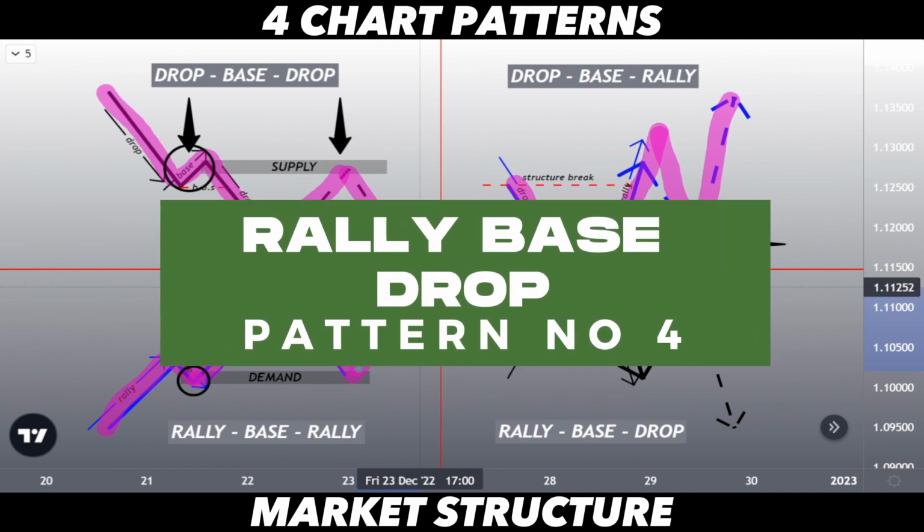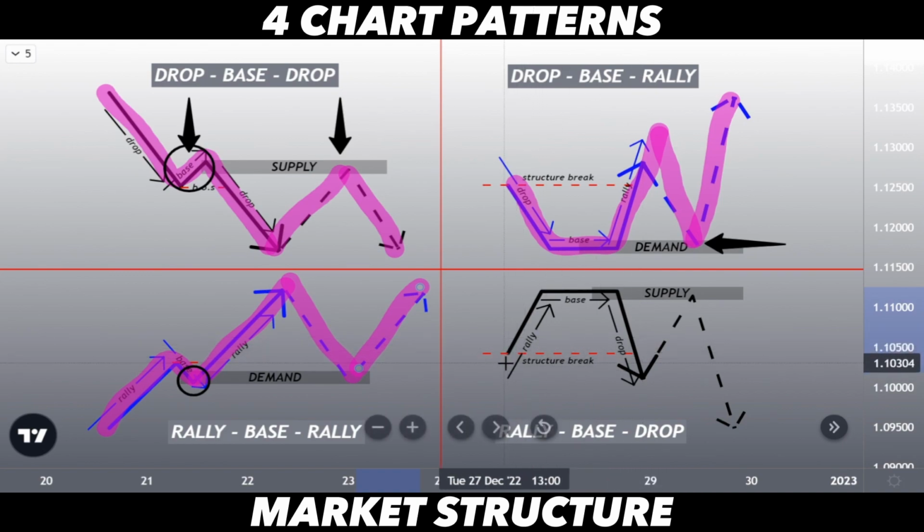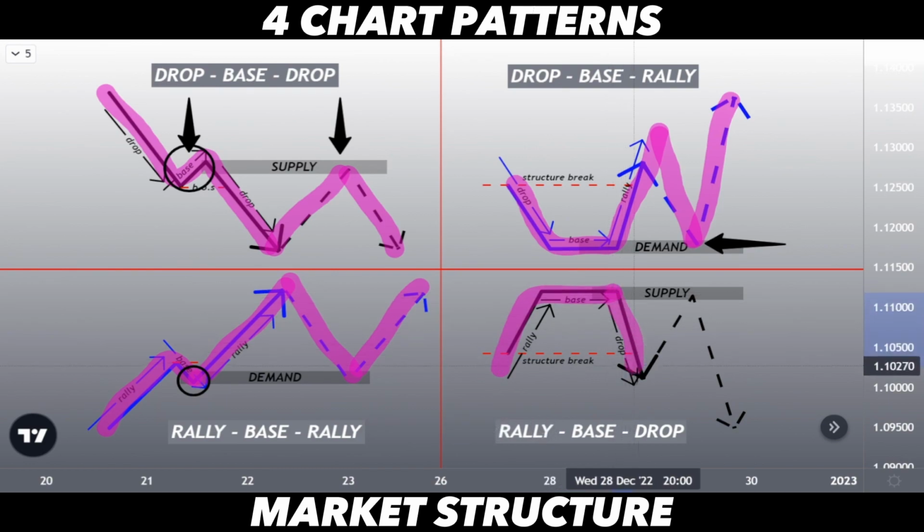And then chart pattern number four is rally, base, drop. That just means that we have a move going to the upside like so, followed by a small consolidation, which is the base, and then we have a drop.